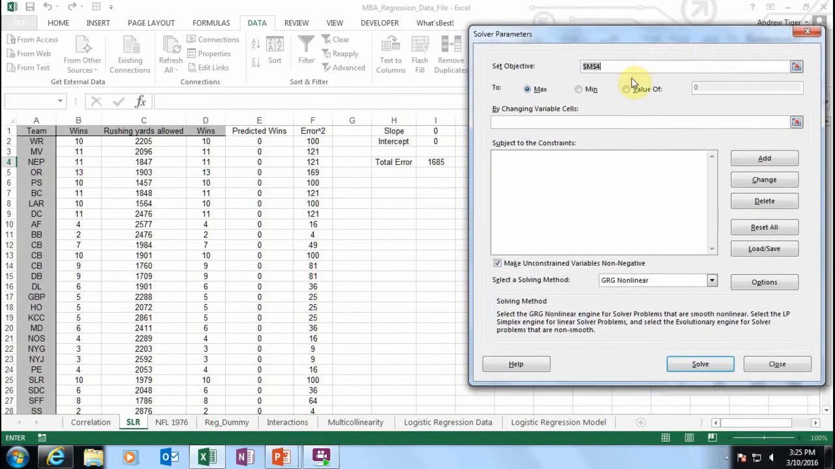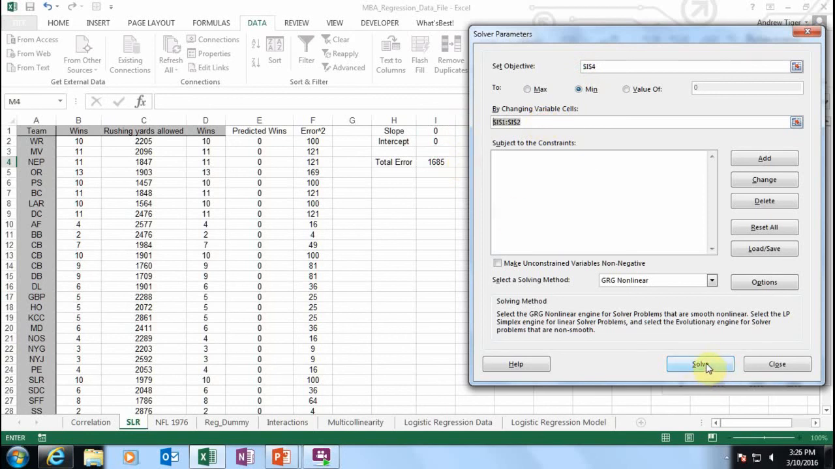Solver can be used in a lot of different situations, but for this particular problem, my objective is to take this value and make it as small as possible. And the cells that I'm going to let Excel have control over are my slope and intercept. And the last thing is I don't care if my slope and intercept are negative. If they're negative, they're negative, so I don't want to force them to be non-negative. And that's it. It's that simple. It's an unconstrained optimization problem. I don't have any constraints. There's my objective, trying to make that as small as possible by changing these two cells.